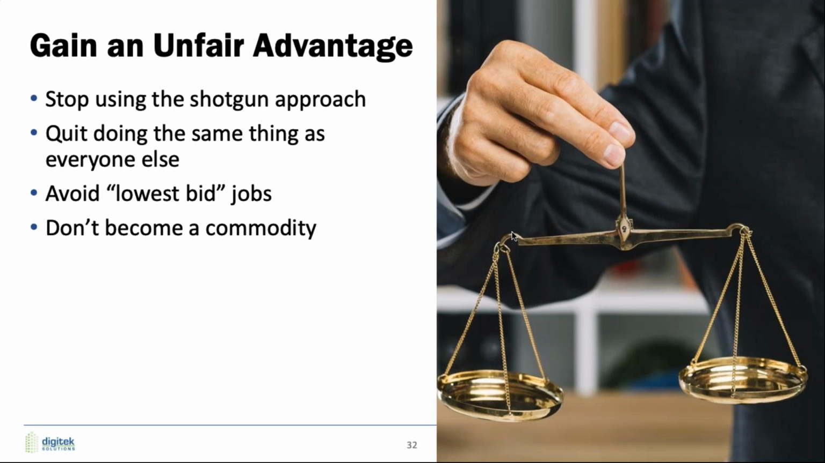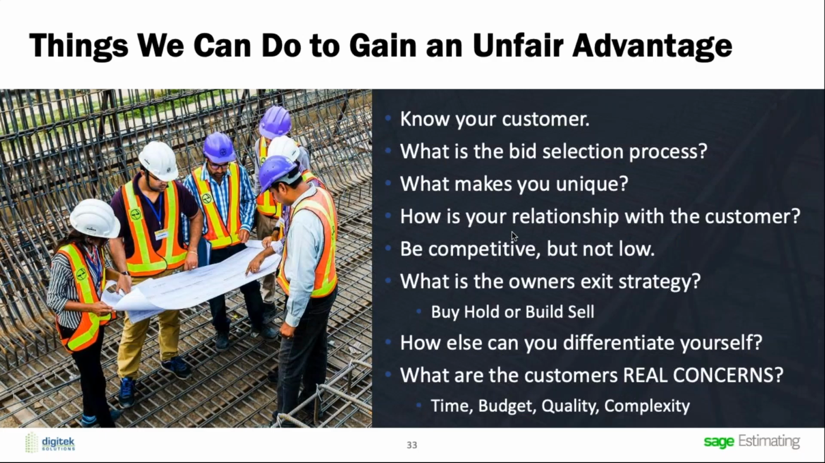Try and get away when you can. You won't always be able to do this, but when you can, get away from bidding the jobs that are low bid. Otherwise, you become a commodity. And so we have to do some of these things to gain an unfair advantage. The first one is we have to know our customer. If I'm a subcontractor, do I know the GC that I'm bidding with? Do I have different prices for different GCs? Okay. Do I know what the bid selection process is?